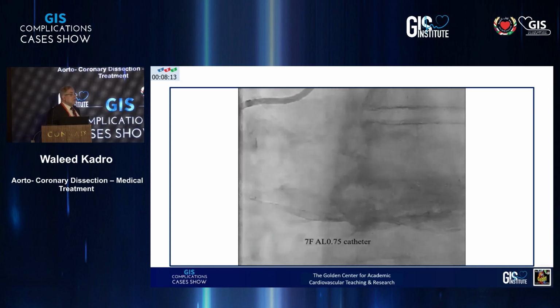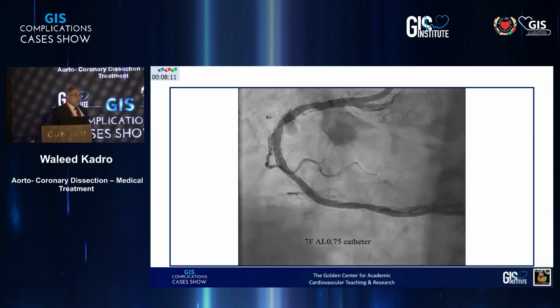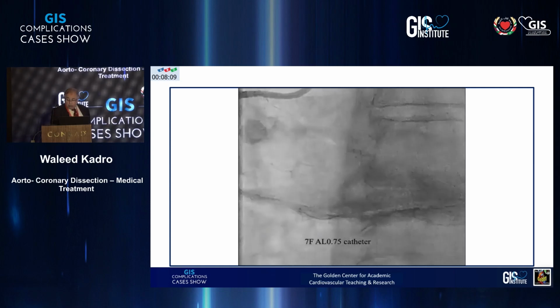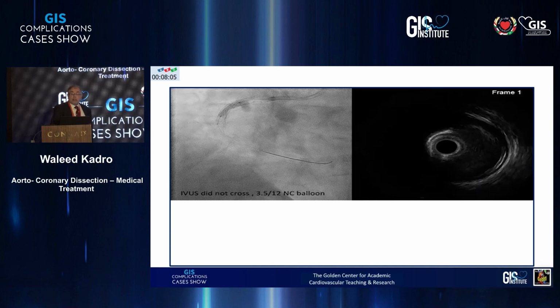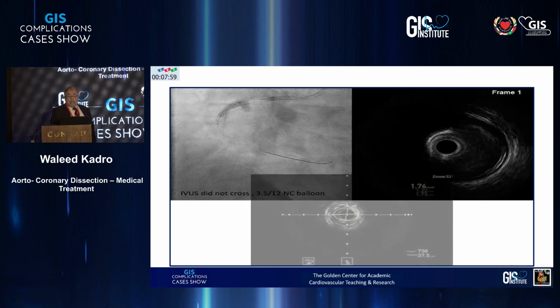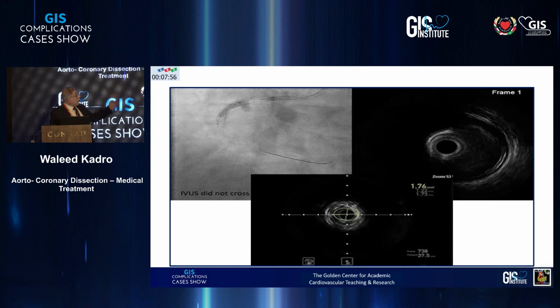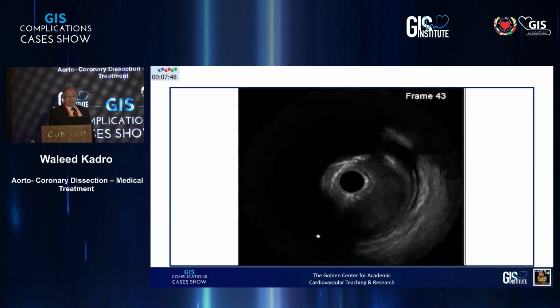I tried to do IVUS in order to see the pathogenesis of this lesion. The IVUS did not cross, so I had to dilate the area with an NC balloon until I got the IVUS across. I'll show you the IVUS, but I got a minimum lumen area of 1.76. That's too tight.